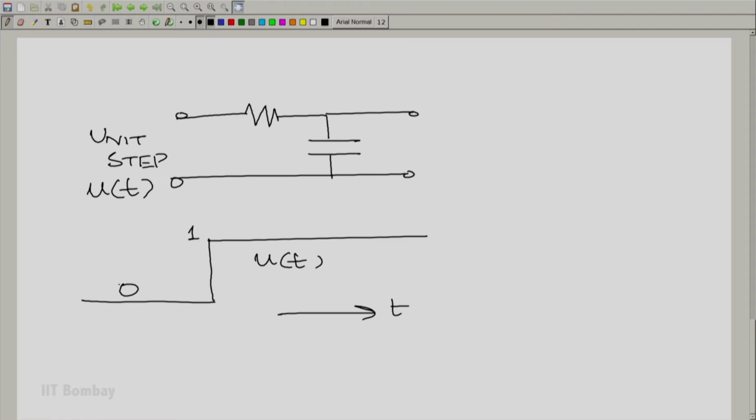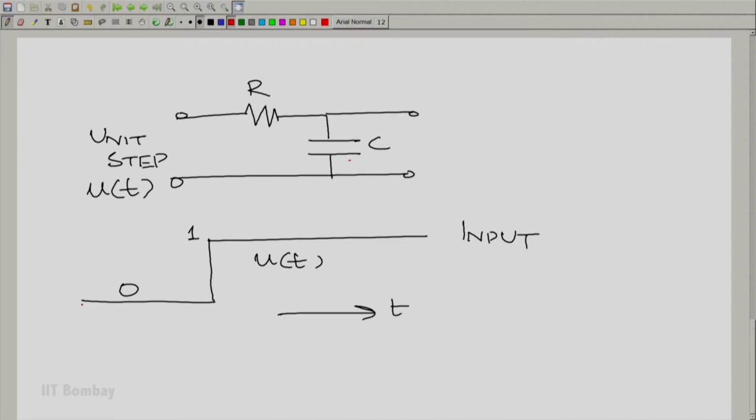So, u(t) is this function. What happens? This is the input, and let us draw the output on the same graph. We will assume the capacitor is initially uncharged.